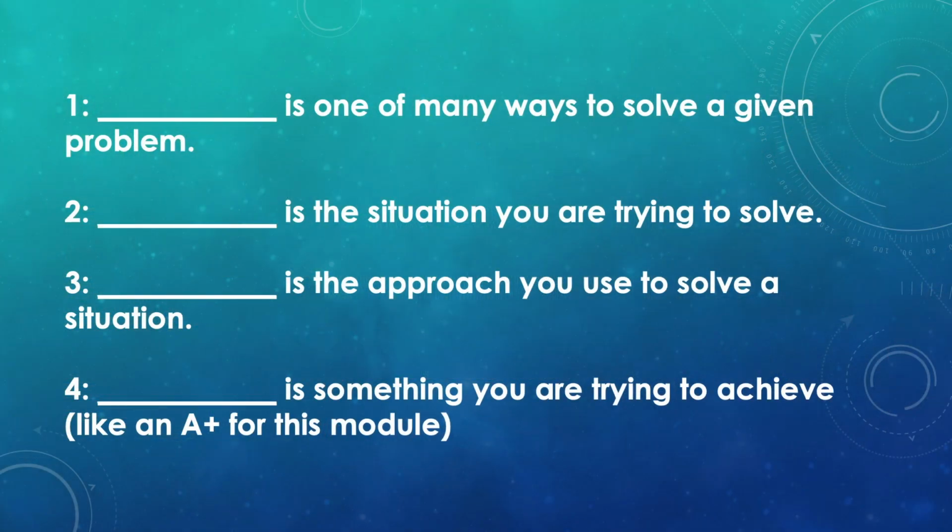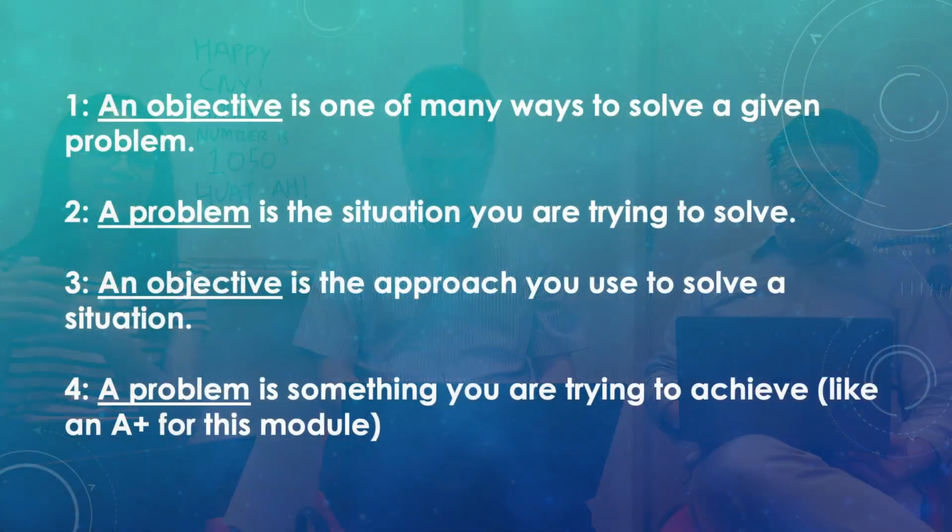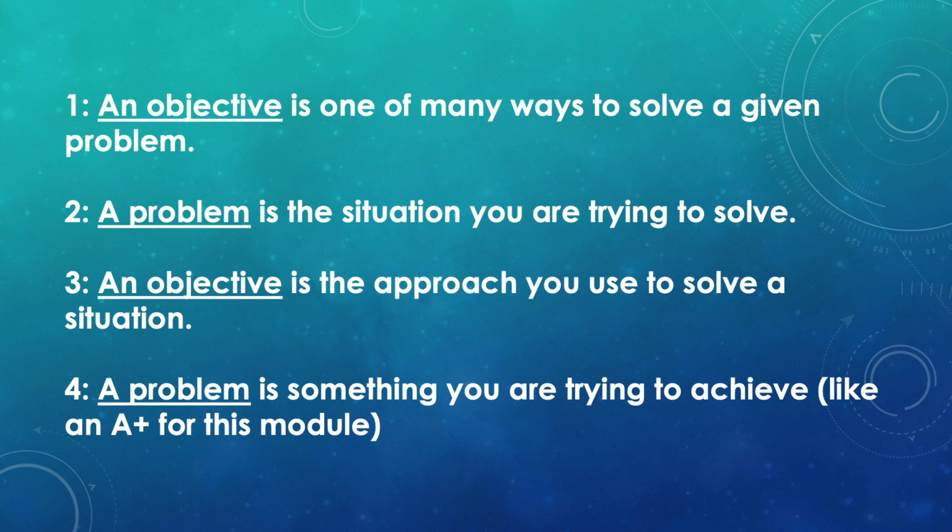When we look at the first question, what is an objective, we find that options 1 and 3 are the correct options. The problematic options here are option 2 and option 4. Why is that so? For option 2, it says the objective is the situation that you are trying to solve. In the lecture videos, we actually say that the problem is the situation you're trying to solve, not the objective. The fourth option is that an objective is something you're trying to achieve, like an A+. The reason why that is not an objective is because it's merely a statement and there's no given approach on how you want to achieve that A+ for the module.